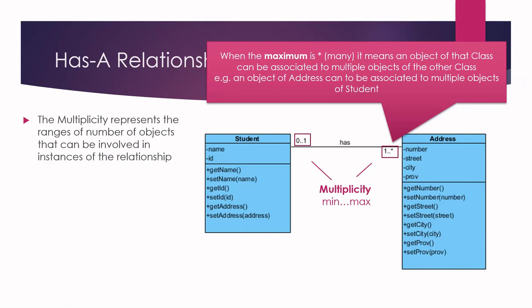Sometimes they put a particular number. If you know that it's exactly 5, so the maximum is 5, sometimes you put this number, but the star just means multiple, without specifying a specific number.